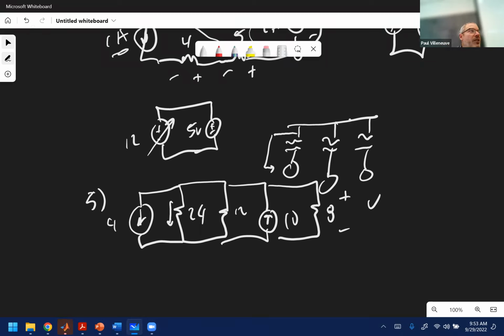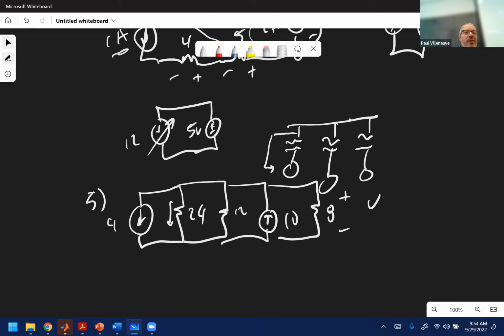You have a bunch of elements here, but they're all connected in parallel with each other. So wouldn't it make sense to do nodal analysis on this problem? All you've got to do is nodal analysis. If you want, you could redraw the circuit and combine the 4 and the 10, make it a 6 if you want, but you don't need to.